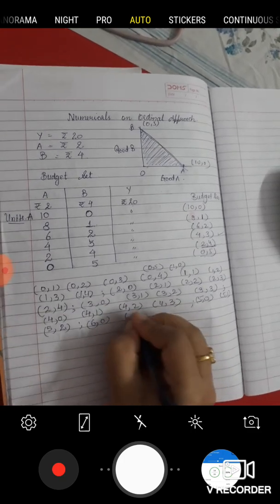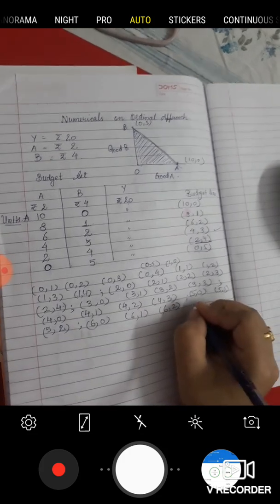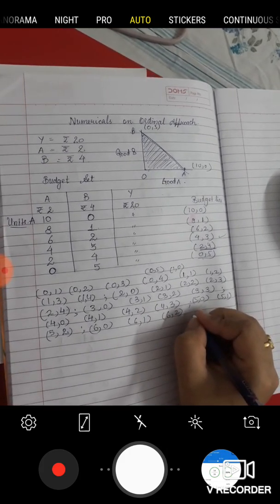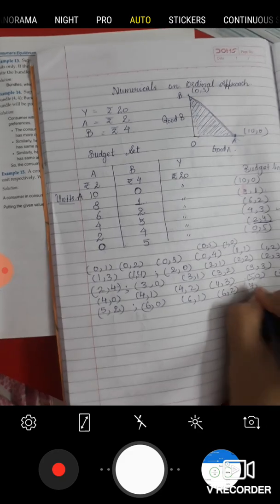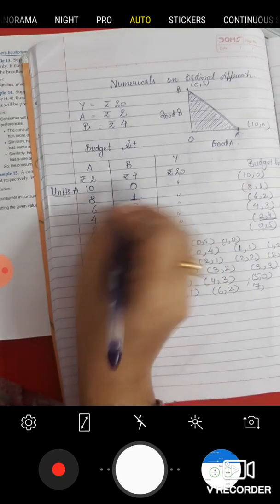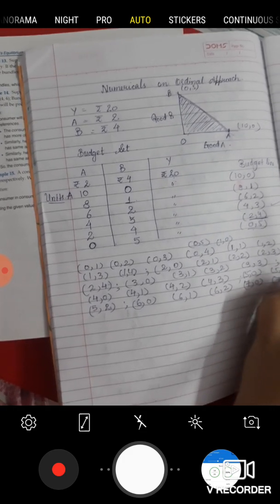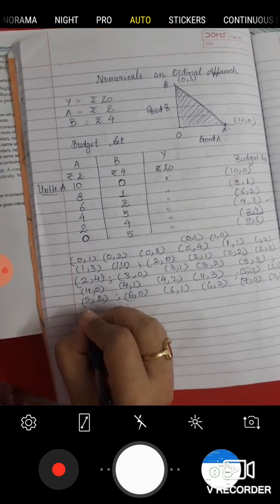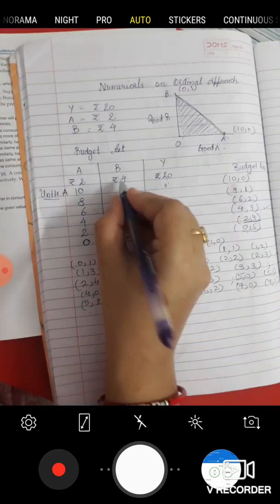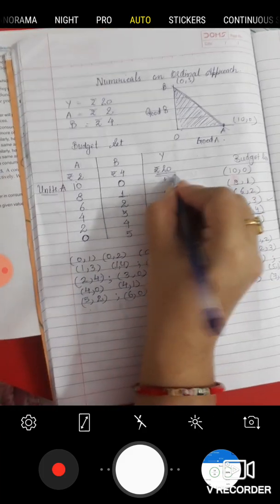So 12 rupees spent, 6, 1, 16 rupees spent, 6, 2, 12 plus 8, 20 rupees spent. So we got all the bundles. Next, is it possible to buy 7 units of A with 20 rupees? Yes. So 7, 0, 7, 1, and that's it. You cannot buy the 7, 2 bundle because 8 rupees plus 14 rupees is more than 20. So we have only 20 rupees to spend.